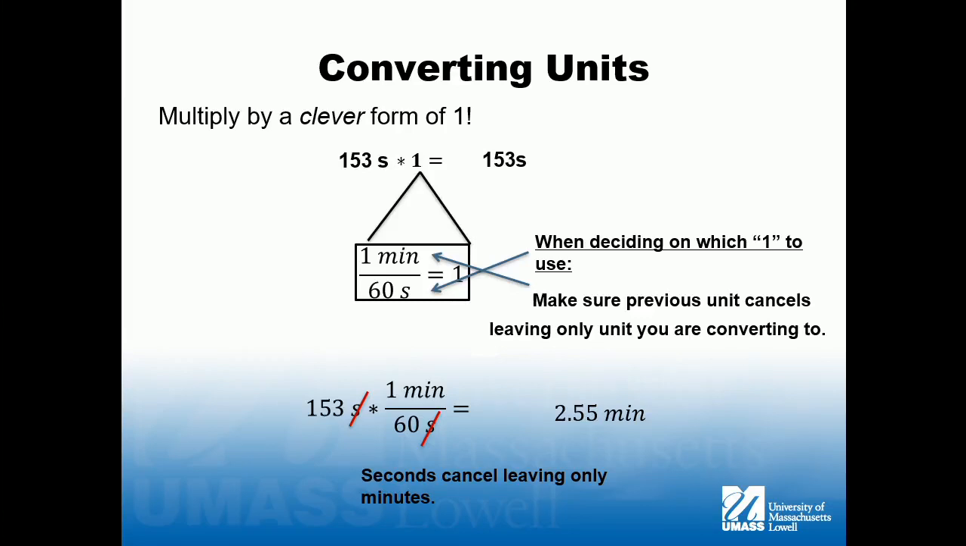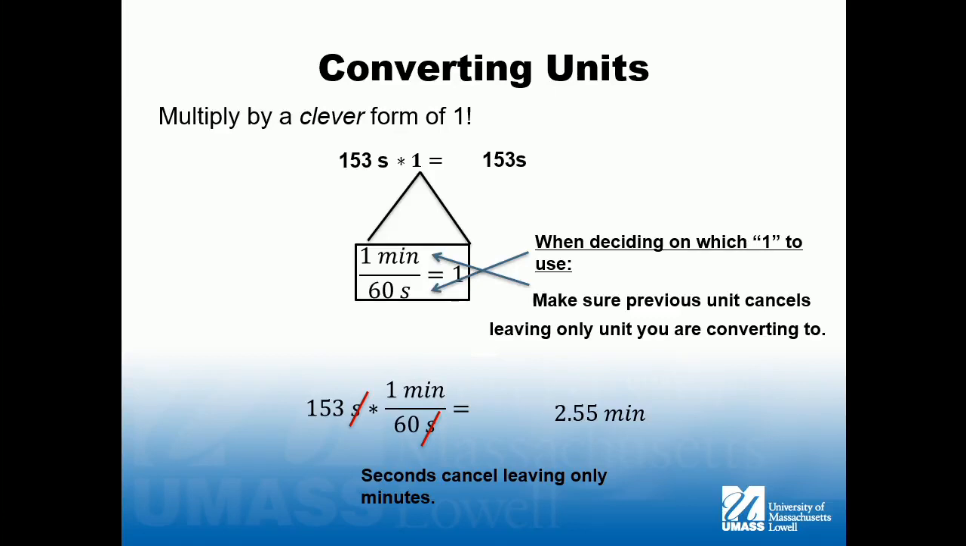Okay, the way you convert units is essentially multiplying by 1. When you multiply something by 1, you don't change it. That's the idea of the multiplicative identity. So you have conversion factors. For example, 1 minute is 60 seconds, so you can rewrite 1 as 1 minute over 60 seconds, or 60 seconds over 1 minute.